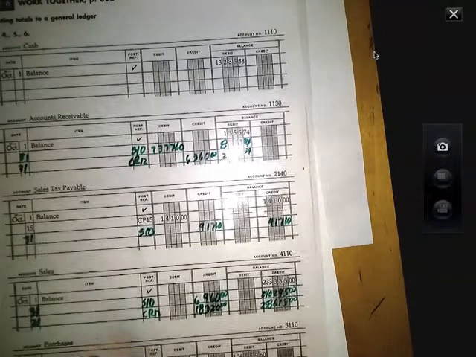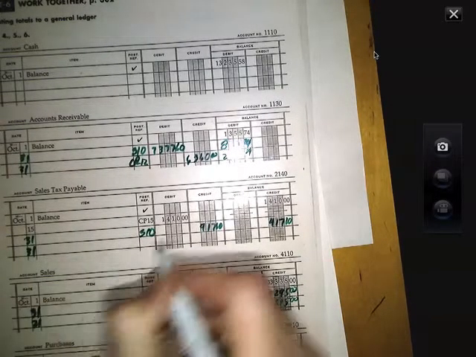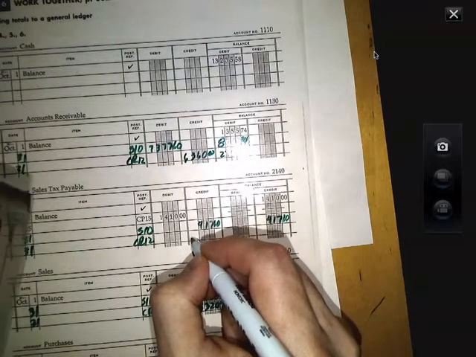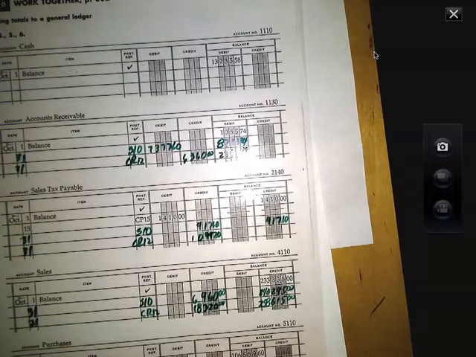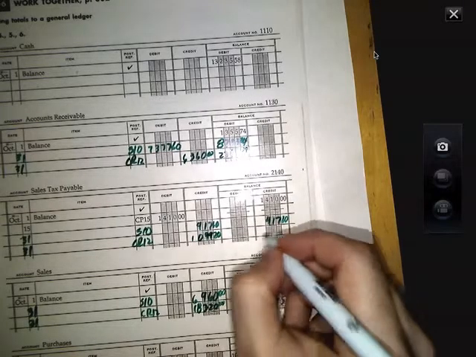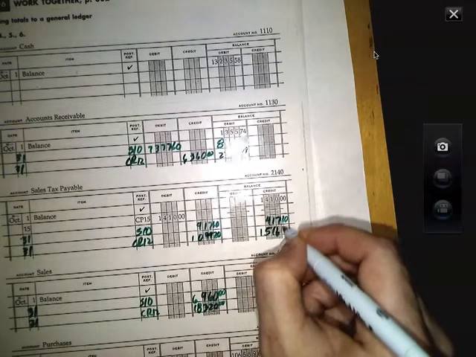Account 4110. Sales tax payable credit on the 31st, CR 12. Credit of 1099.20 gives you 1516.80. Account 2140.